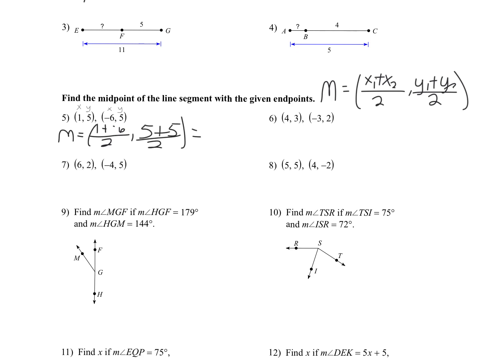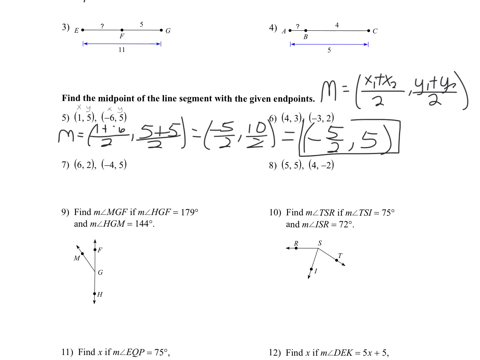What's 1 plus a negative 6? Negative 5. Negative 5 divided by 2. And then what's 5 plus 5? 10. 10 divided by 2 equals 5. Okay? If it does not divide out, you can write it as a decimal or you can just leave it as a fraction. So negative 5 over 2 or negative 2.5. And then 10 divided by 2 is 5. So that right there is your final answer. You do the same process for the other 3. Yeah?